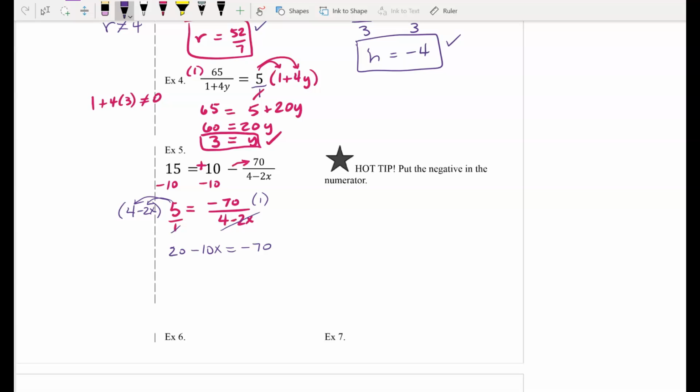Now let's remember this is a plus 20, so we're going to subtract 20 from both sides. Negative 10x is equal to negative 90. Divide both sides by negative 10, and x is equal to 9. Now we can check and make sure that that doesn't give us a 0 in our denominator. If we take 4 minus 2 times 9, then that's 4 minus 18, which is definitely not equal to 0. So this number checks out.